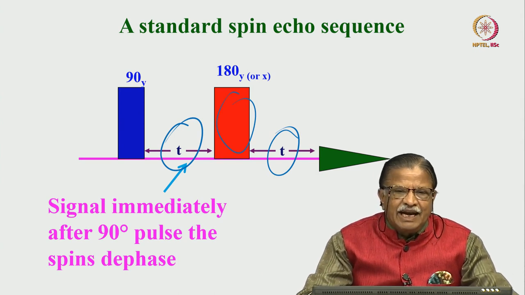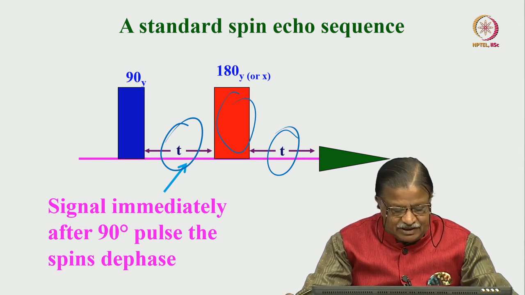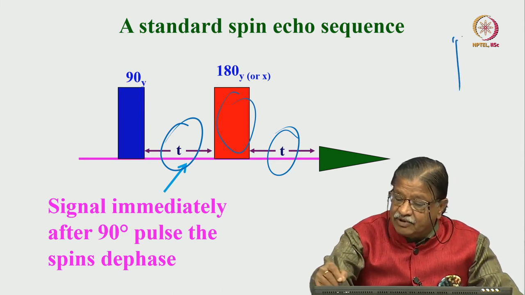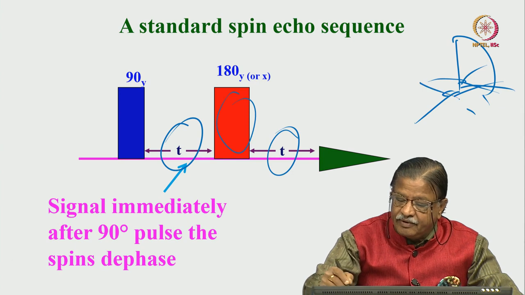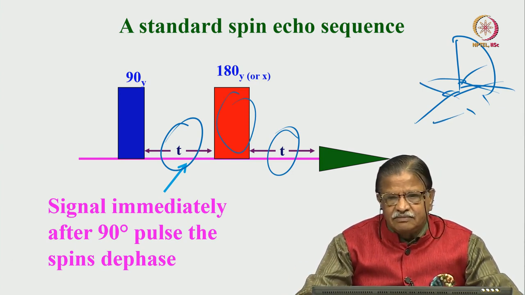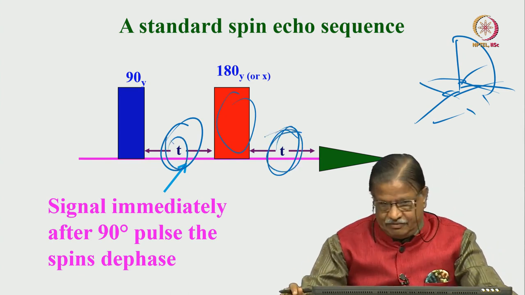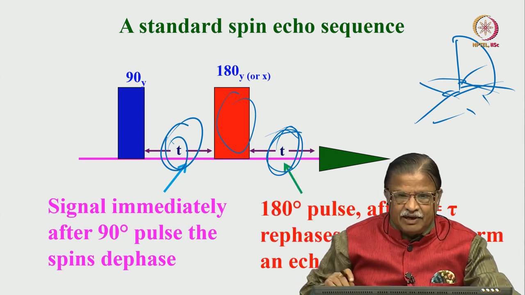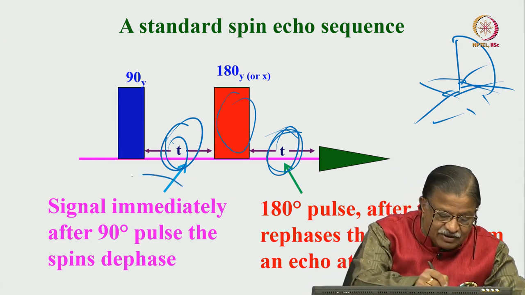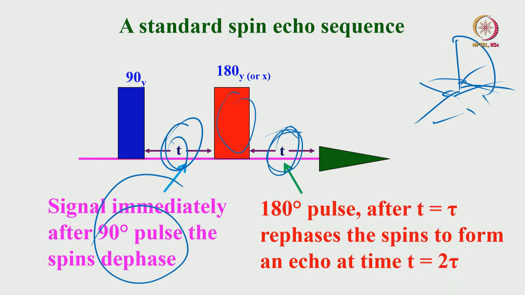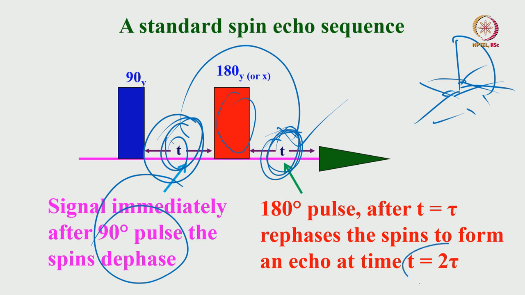After the 90 degree pulse, the magnetization comes to the XY plane, and the spins start dephasing. After some time, you apply a 180 pulse, give an equal delay, these two delays should be equal, and start collecting the signal. Then what happens is, the spin vectors which underwent dephasing in the first period will start rephasing after this delay. It is like a time reversal. You are reversing the phenomenon. The spins which dephased, now we rephase by applying a 180 pulse and giving exactly an equal amount of time. This is called the echo time, the rephasing time.